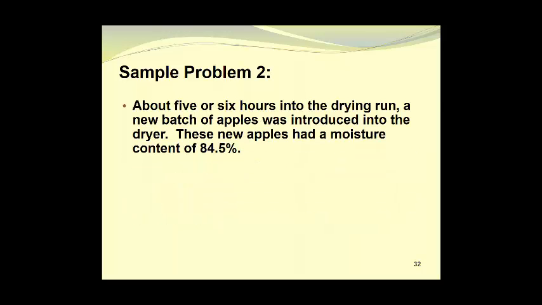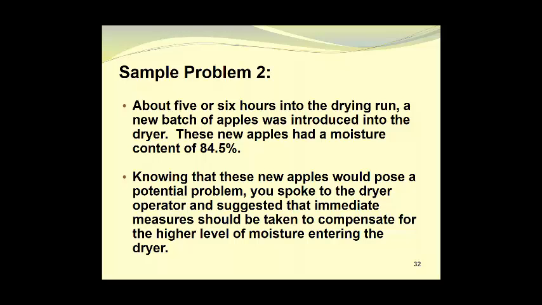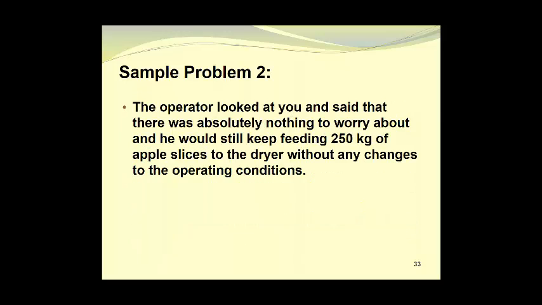About 5 or 6 hours into the drying run, a new batch of apples was introduced into the dryer. These new apples had a moisture content of 84.5%. Knowing that these new apples would pose a potential problem, you spoke to the dryer operator and suggested that immediate measures should be taken to compensate for the higher level of moisture now entering the dryer.